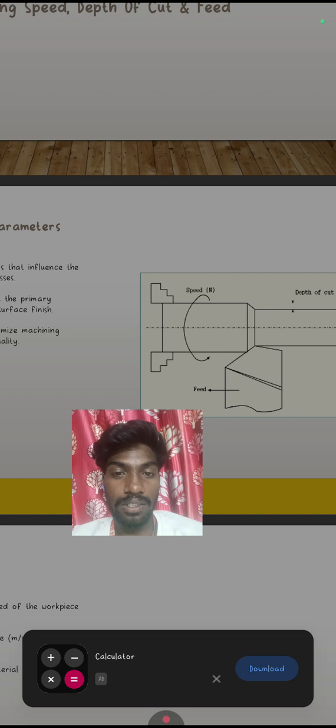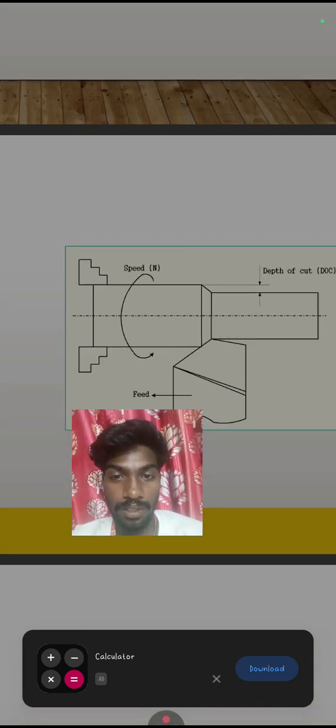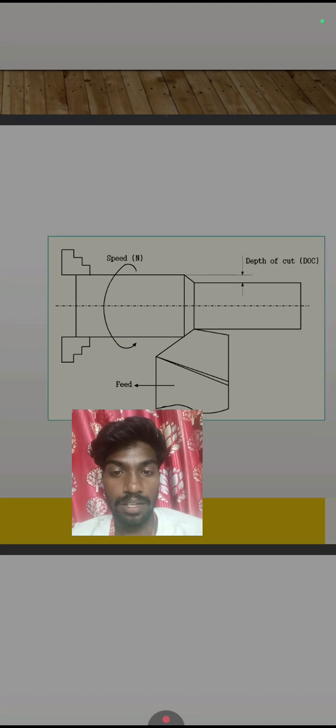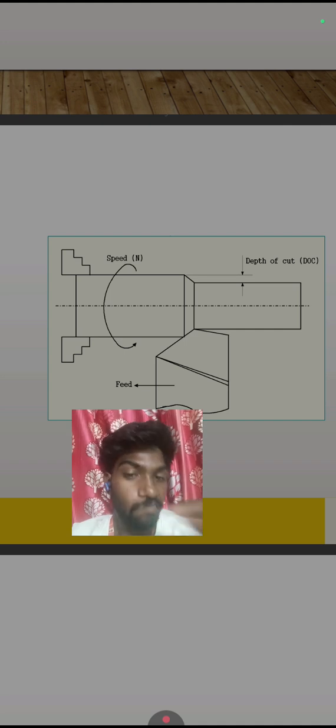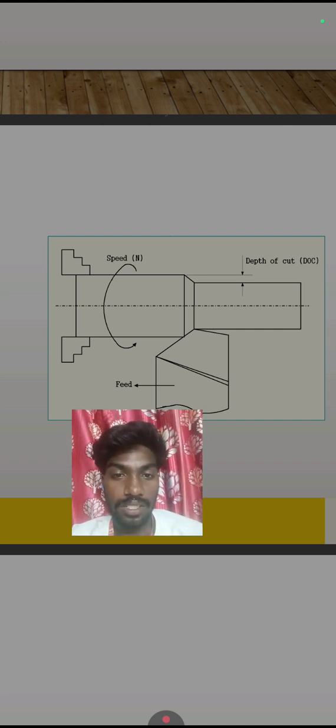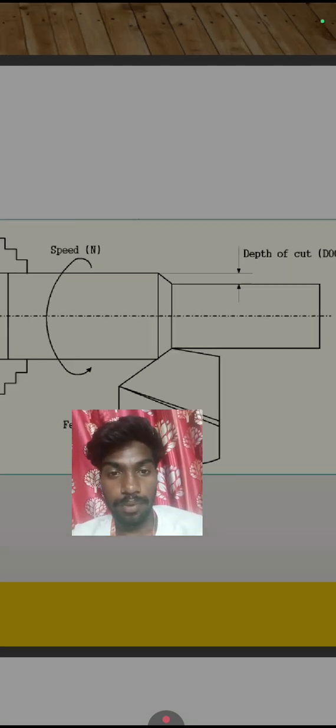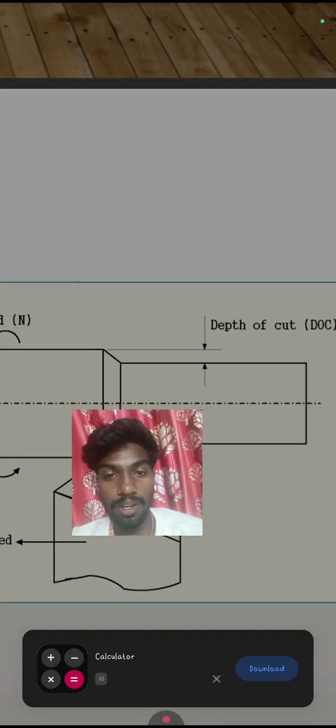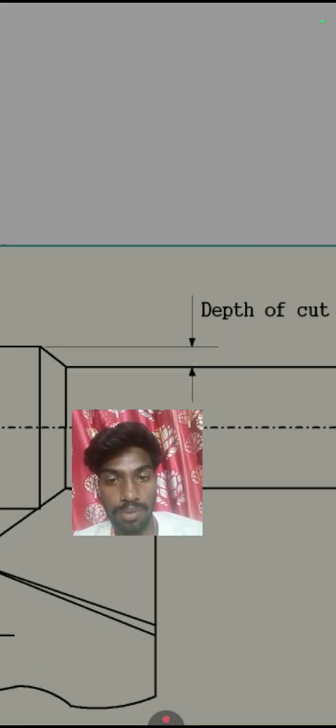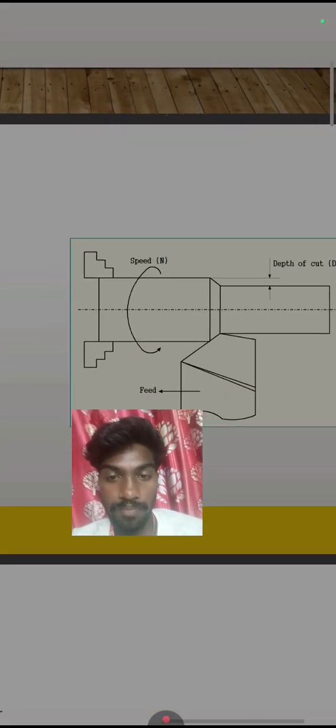Before we get to the introduction, you see here the workpiece rotating with speed N and the tool removing the material while going in a horizontal direction, that's called feed, and the upper portion, the distance of how much metal is removed, is called the depth of cut.